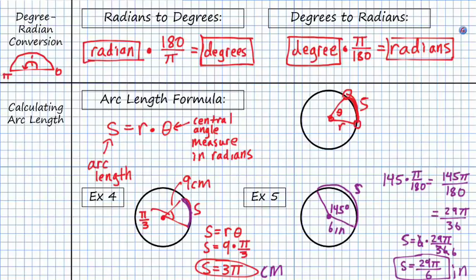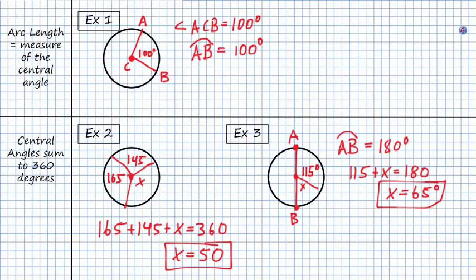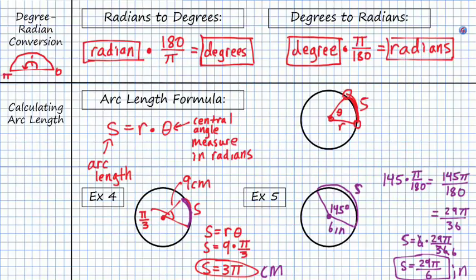So we've seen two different ways to find an arc length. We have the arc length when we're using our radians, and we have our arc length when we're using our degrees. When we're using degrees, it's just going to be the measure of the central angle. When we're using radians, it's a little bit more specific, and we have a formula for it. So arc length is equal to the radius times the central angle measure.